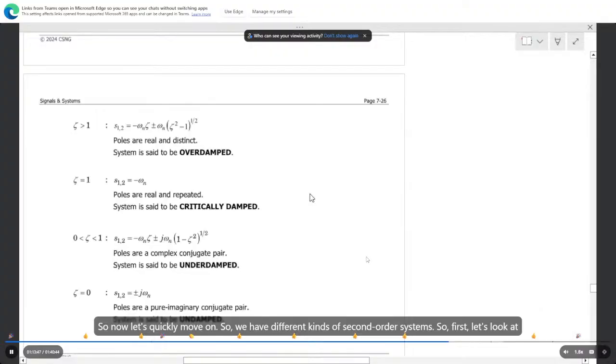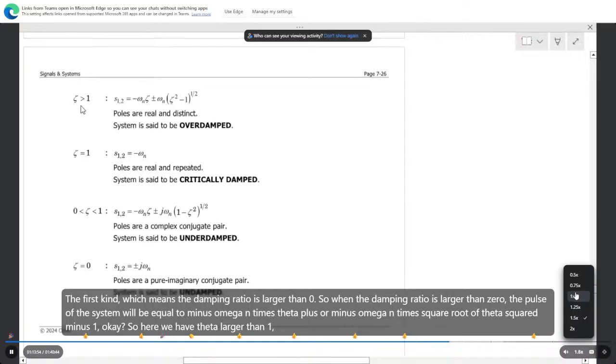So we have different kinds of second order system. So first, let's look at the first kind, which means the damping ratio is larger than 1. So when the damping ratio is larger than 1, the poles of the system will be equal to minus omega n times theta plus or minus omega n times square root of theta squared minus 1. Okay, so here we have theta larger than 1.